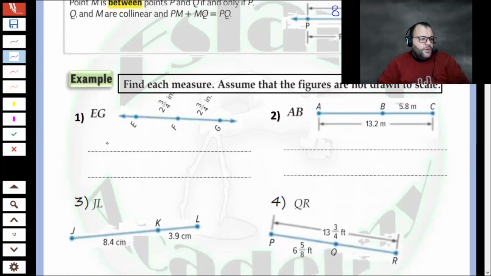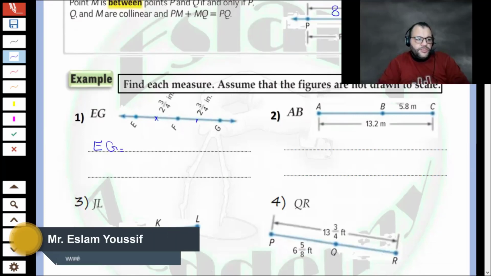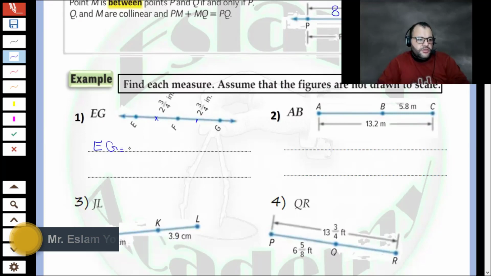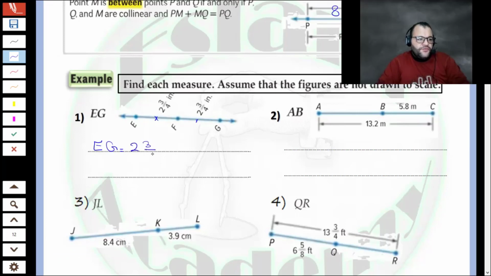Okay. How can we find EG? You add those two numbers. If you need to find the length of EG, you just add the two small parts. We have the first part, which is 2 and 3 over 4 inches, and the second part, which is 2 and 3 over 4 inches. So to find the length of the whole part, it will be 2 and 3 over 4 plus 2 and 3 over 4. Without using a calculator, what is the answer for this one? It will be 5 and 2 over 4, which equals 5 and 1 over 2 inches.